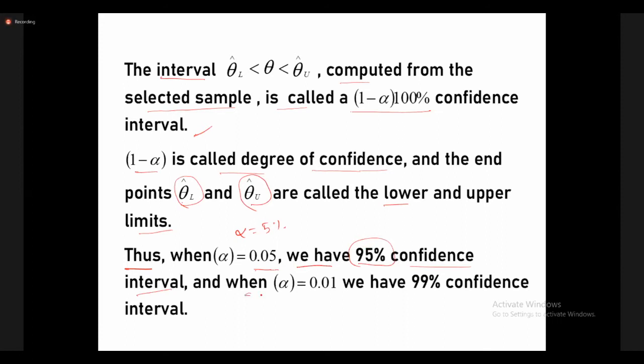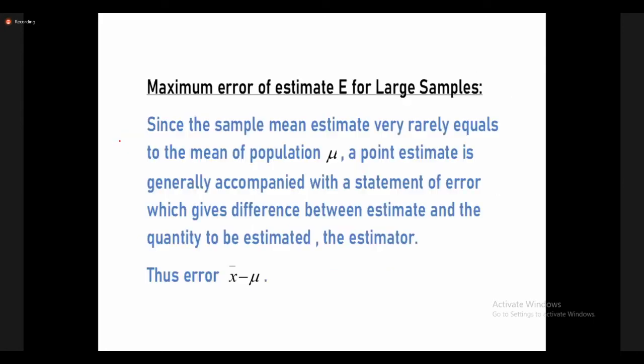And see, when alpha is 0.01, that is 1%. That means what is the remaining out of 100? 99. A 99% confidence interval. These are the definitions and notations we have to remember. Maximum error, I already explained that one.